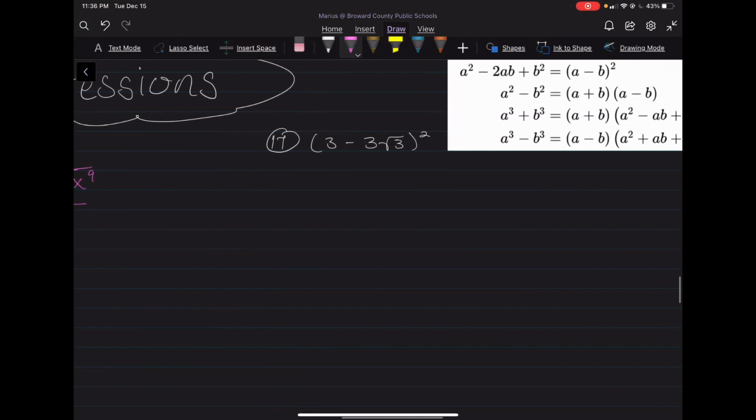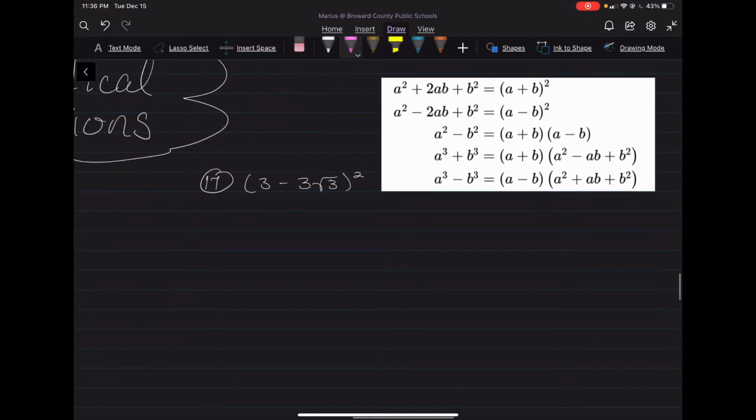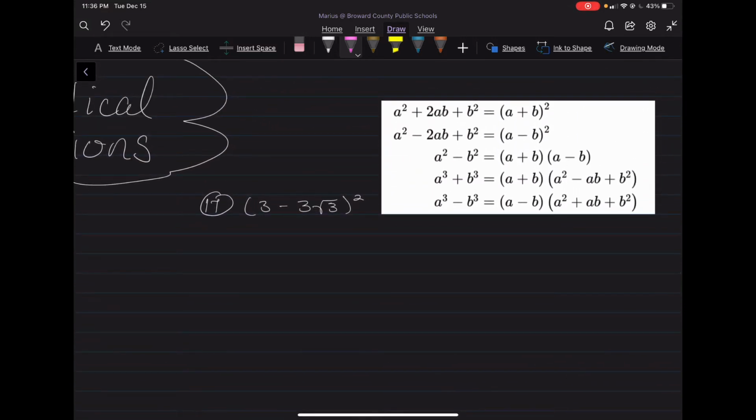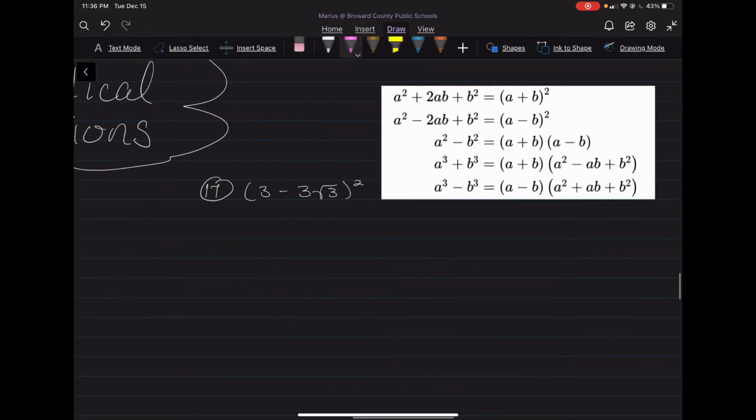All right, let's take a look at this next one here. Now, for this next one, we have a chart for factoring polynomials. The one in particular that we're going to really be paying attention to here is this second one.